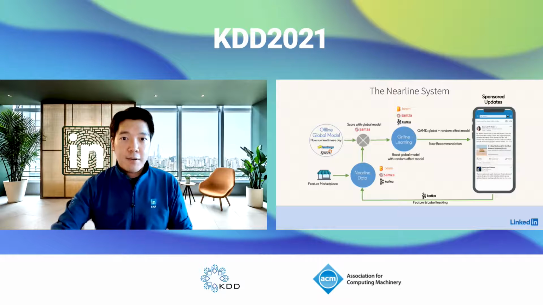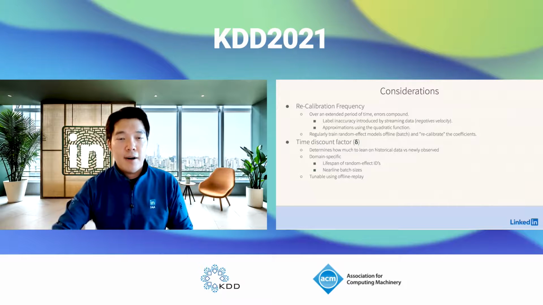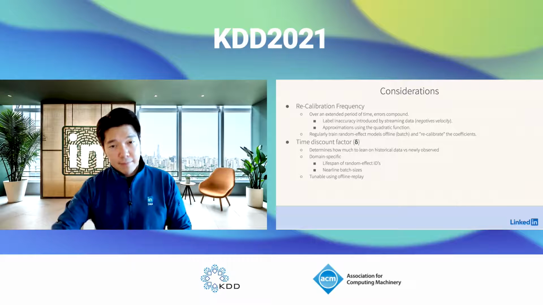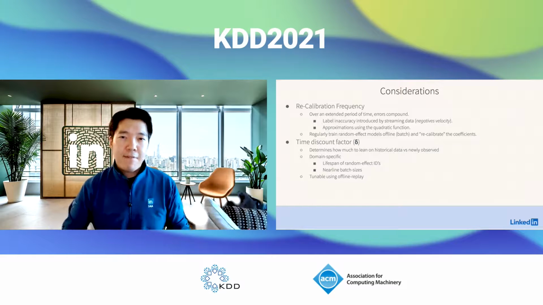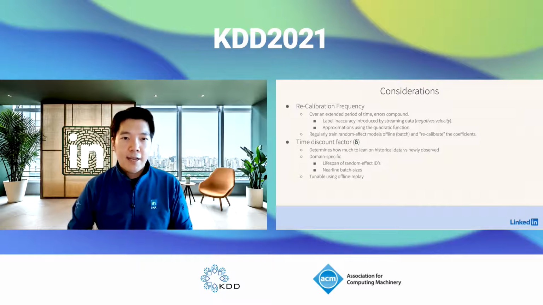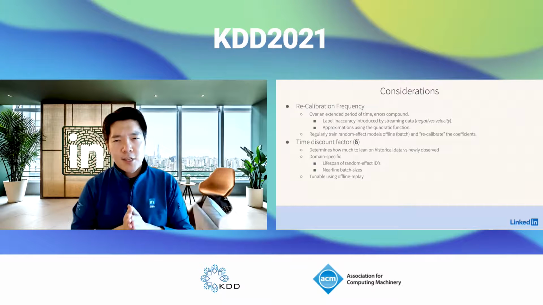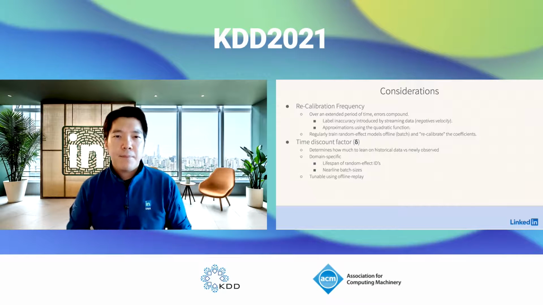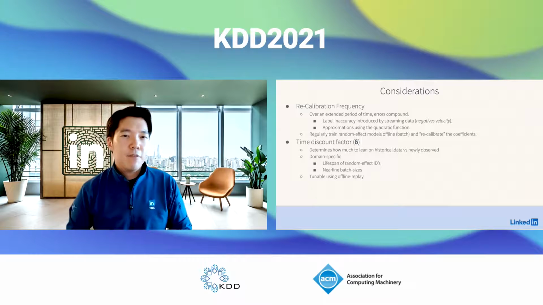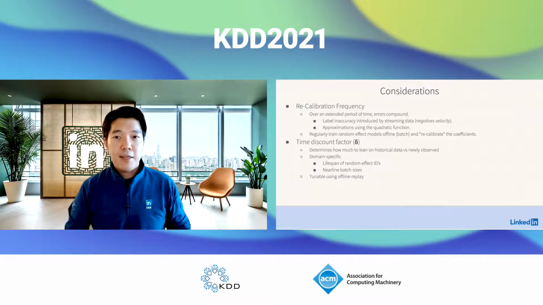Some of the additional considerations that have gone into our system are: 1, recalibration. Over time, the compounding effects of label inaccuracy and quadratic approximation cause the model to diverge from its offline counterpart. Therefore, at regular intervals, we found that it helps to redeploy models that we've trained offline.